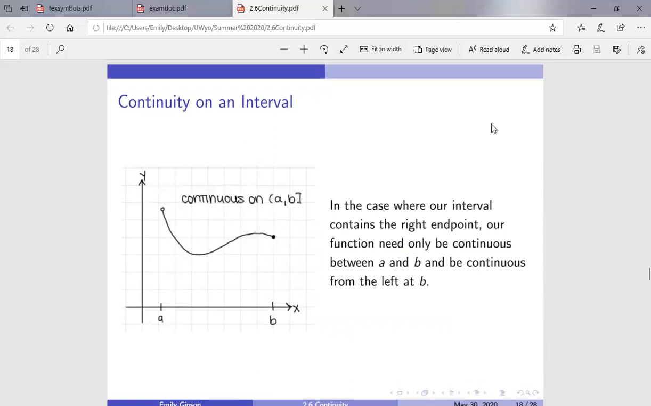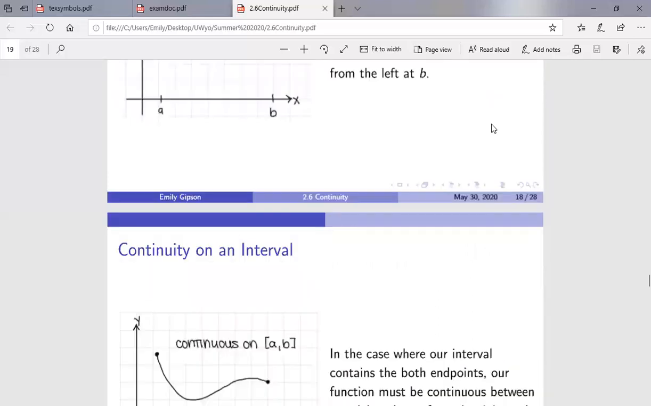Next, I've just got the opposite. So I've got a open and b bubbled in, and this is the case where our interval contains the right endpoint, so our function needs to only be continuous between a and b, and then be continuous from the left at b. Now you're saying, well, if I can do it from the right endpoint and the left endpoint, I better be able to do it for everything.